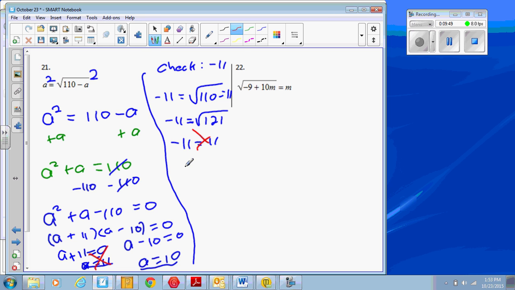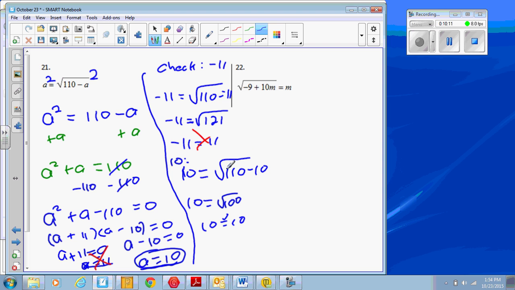Now I'm going to check 10. So I have 10. We're going to check for 10. 10 equals square root of 110 minus 10. 10 equals the square root of 100. 10 equals 10. That's correct. So this is the only solution we have to that problem. Okay.